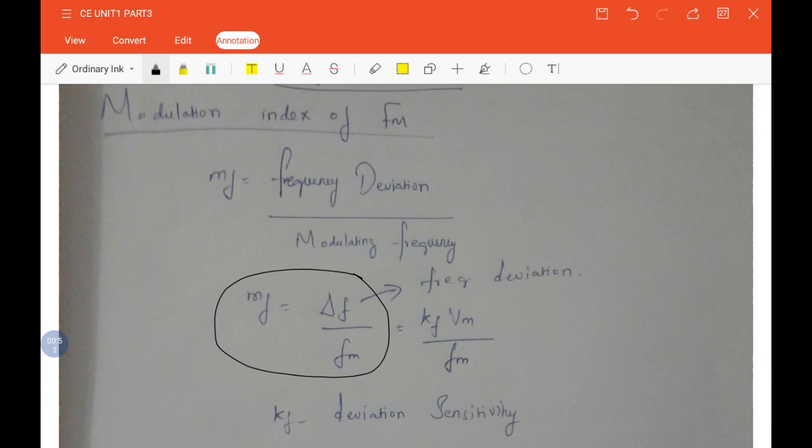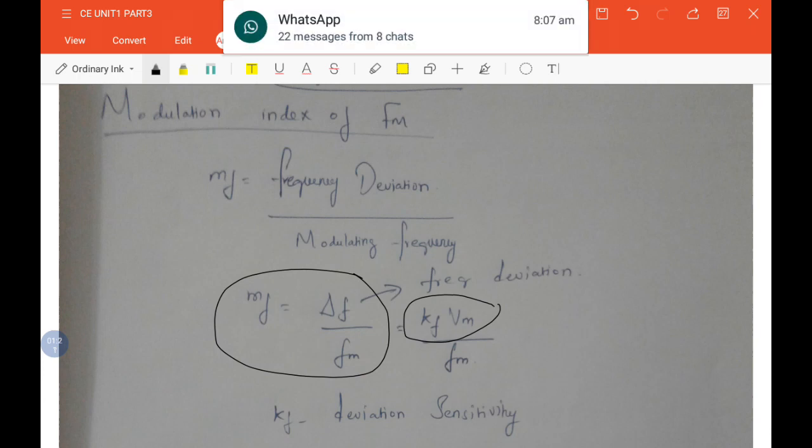For calculating the frequency deviation you have to use the formula Kf into Vm, where Kf is the deviation sensitivity. Most probably they will give this value Kf, the deviation sensitivity, and Vm is the modulating signal voltage, right? So to calculate del F, the frequency deviation, we need to know the deviation sensitivity and the modulating signal voltage. And dividing this by the modulating frequency, you will get the modulation index of FM.